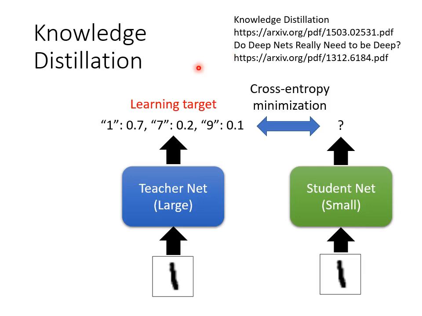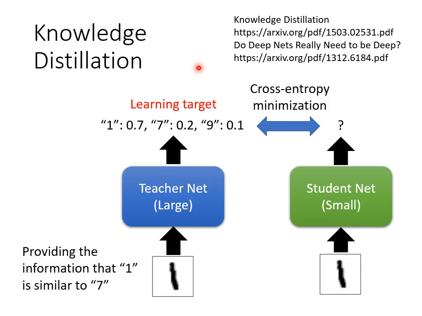Back to knowledge distillation. Why does it work? An intuitive reason is that the teacher provides additional information to the student. It might be too hard for the student to learn that this symbol is 1, because there are some symbols similar to 1, such as 7 and 9. It's hard to require the student to output 1 for 1 and 0 for both 7 and 9. Given this image, it's too difficult for the student network to learn this.